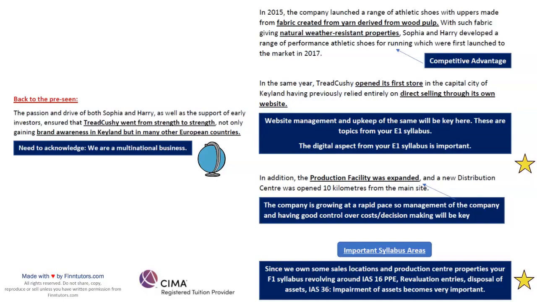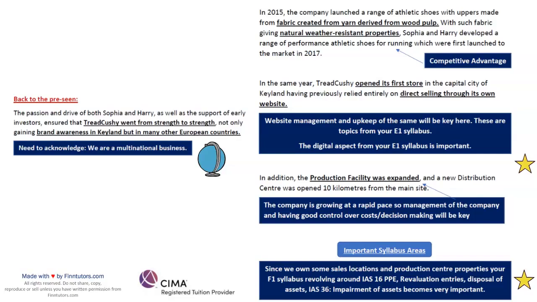So I put a globe here, which will trigger your understanding the more and more you read it, because this globe signifies that we are a multinational business. This has been further explained as we go into the pre-seen, but know that our brand is now established in many European countries. In 2015, the company launched a range of athletic shoes with uppers made from fabric created from yarn that was derived from wood pulp.